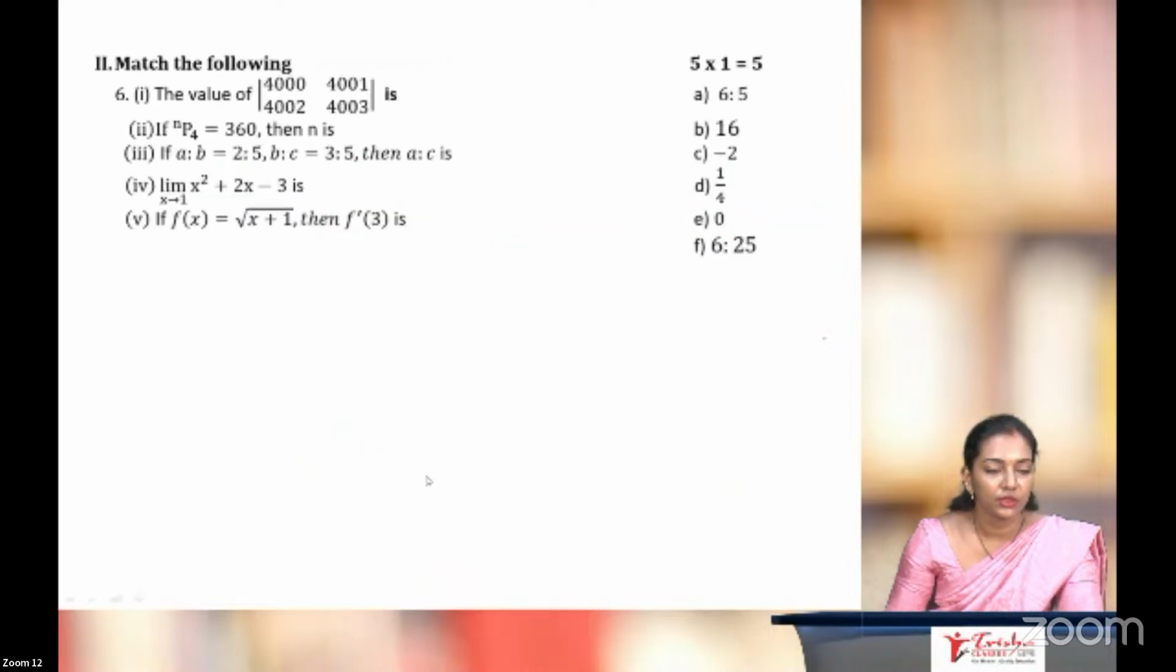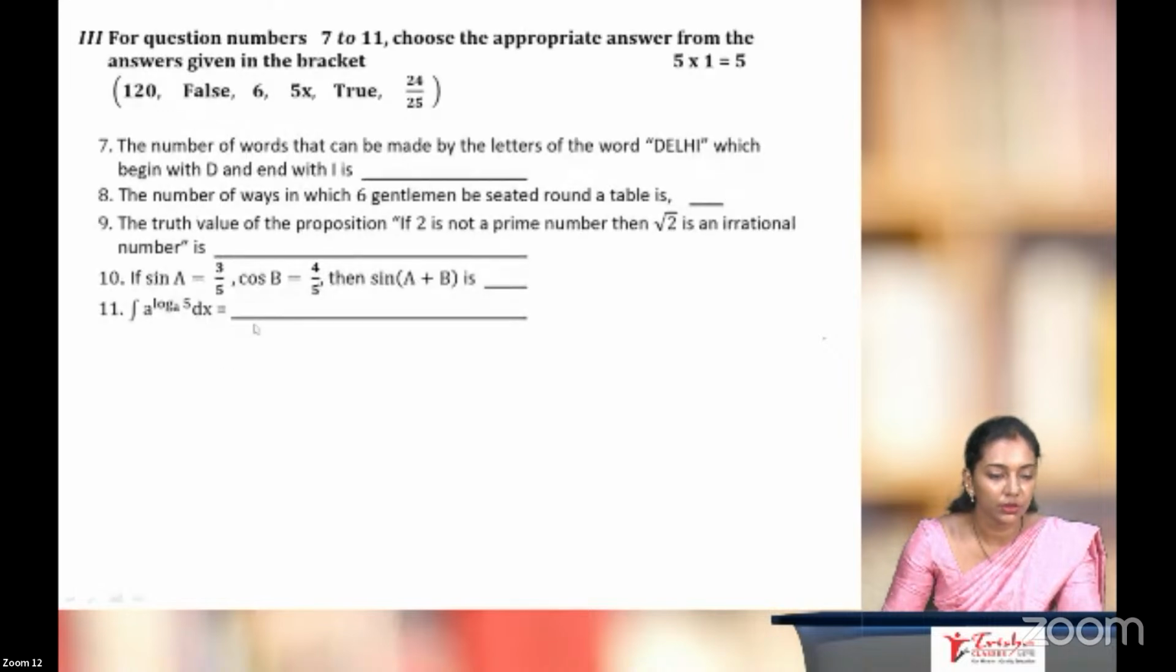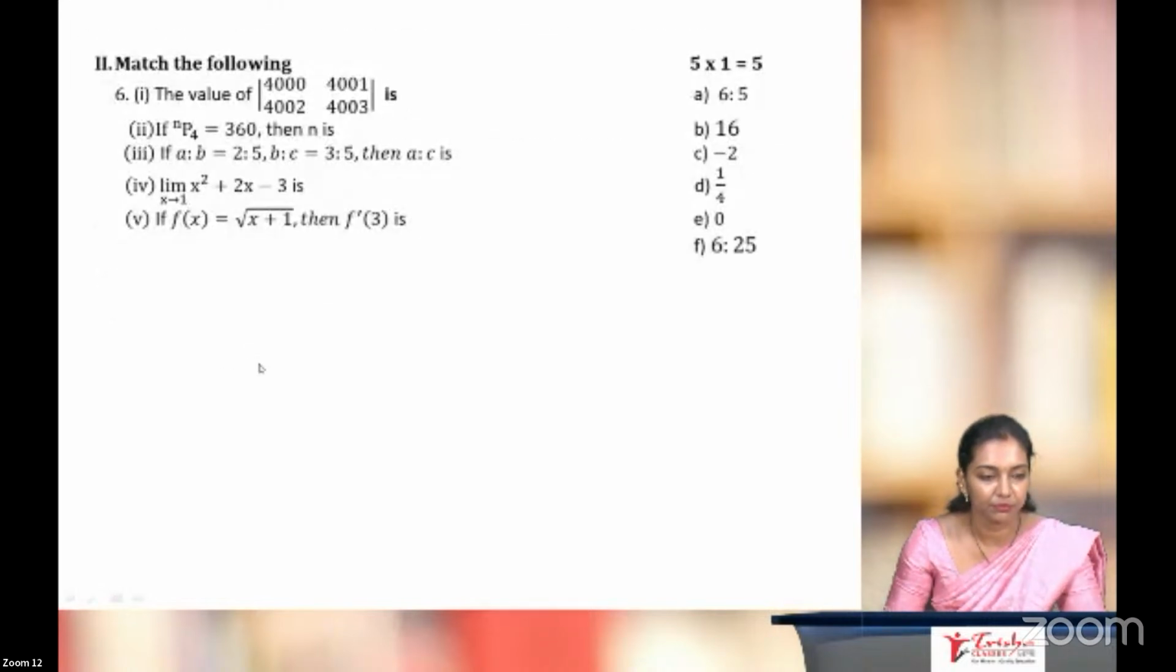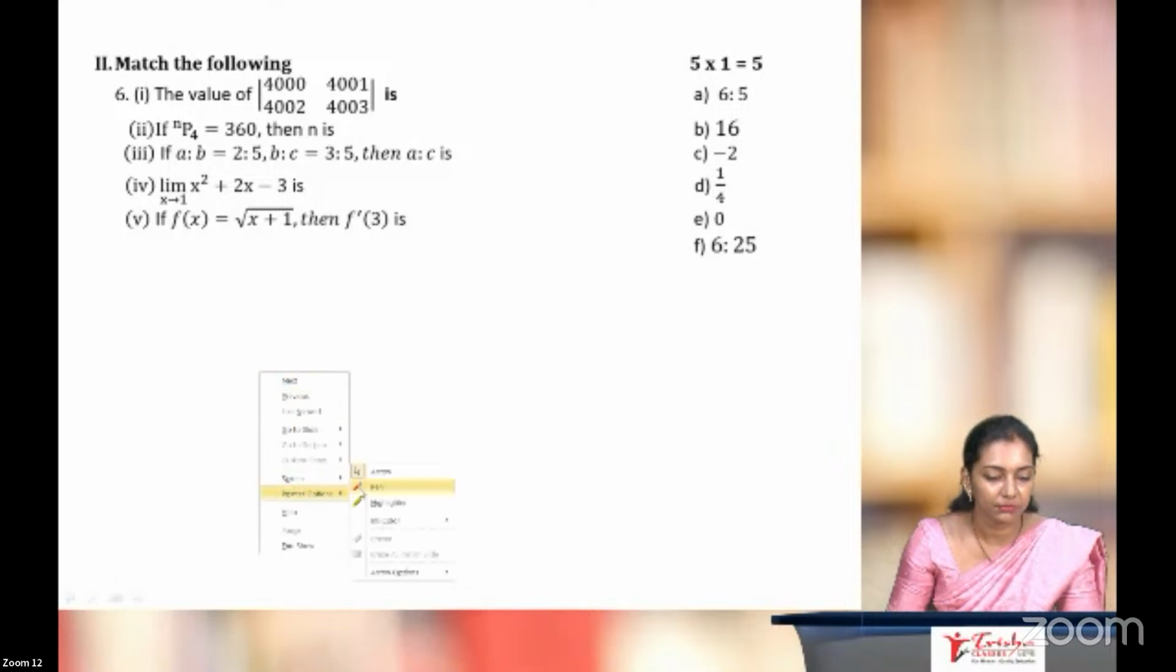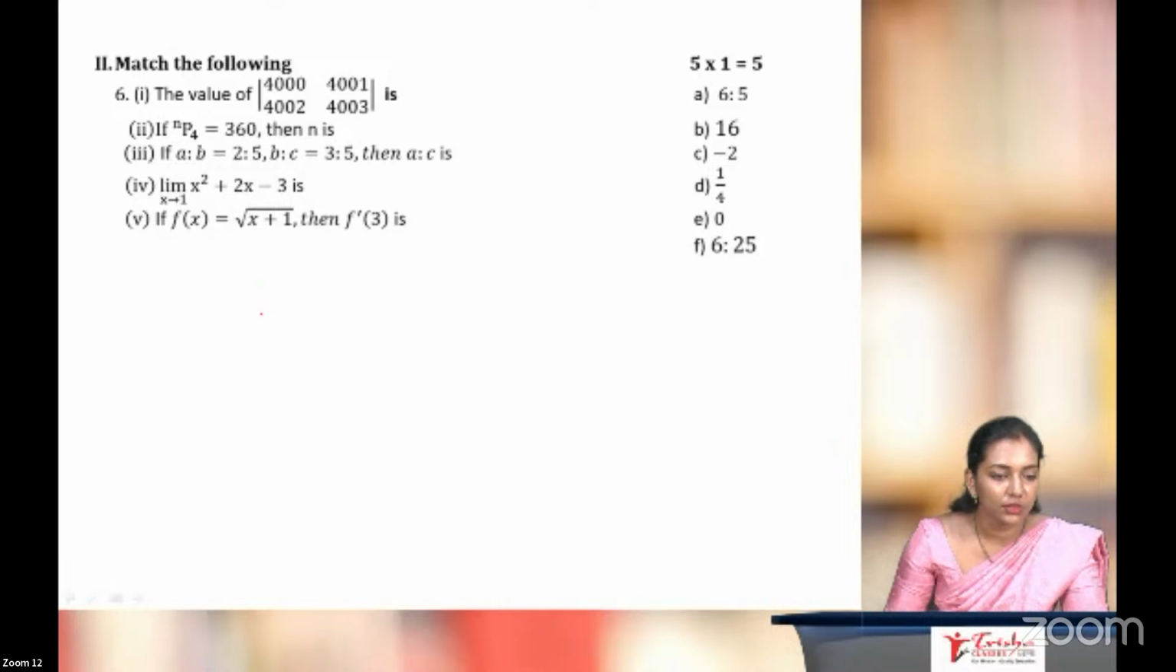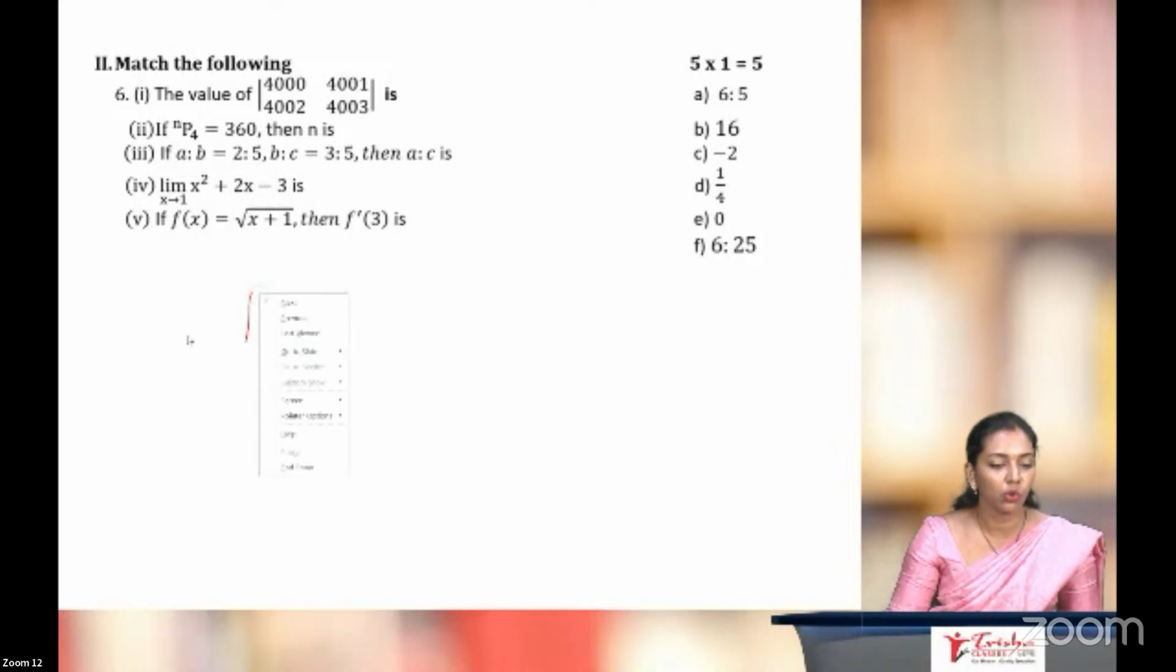Okay, so next, second main. So we have the following here. So the properties of the determinants. So you can actually use either row property or column property. So here you have 4,000, 4,001, 4,002. So just solve the problem. So here you can actually take the row operation.